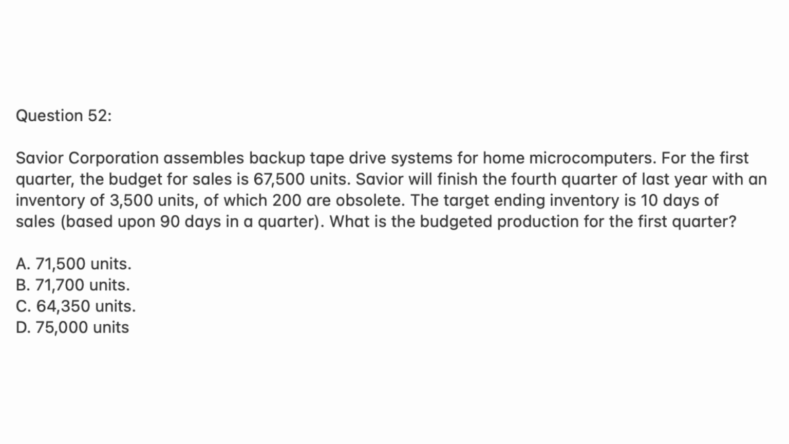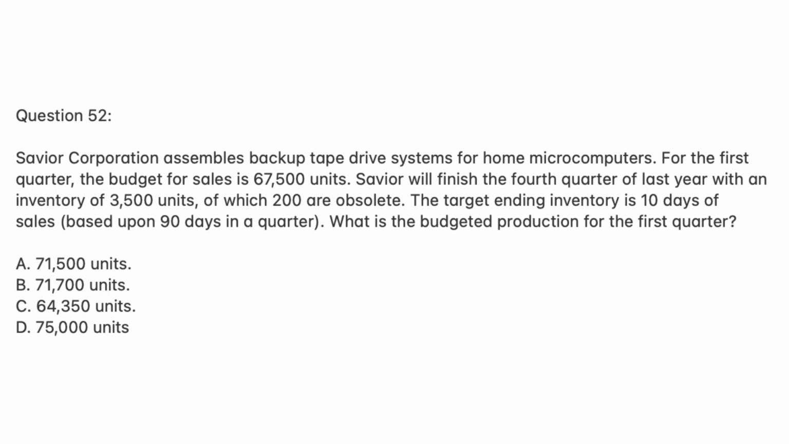Question 52. Savior Corporation assembles backup tape drive systems for home microcomputers. For the first quarter, the budget for sales is 67,500 units. Savior will finish the fourth quarter of last year with an inventory of 3,500 units, of which 200 are obsolete. The target ending inventory is 10 days of sales, based upon 90 days in a quarter. What is the budgeted production for the first quarter? A. 71,500 units. B. 71,700 units.